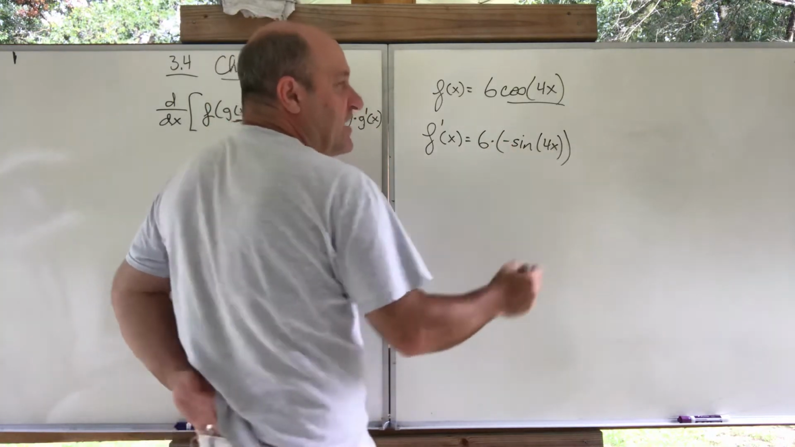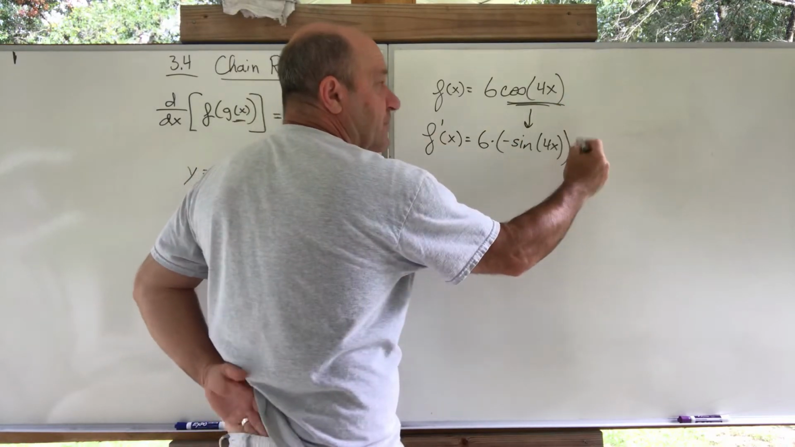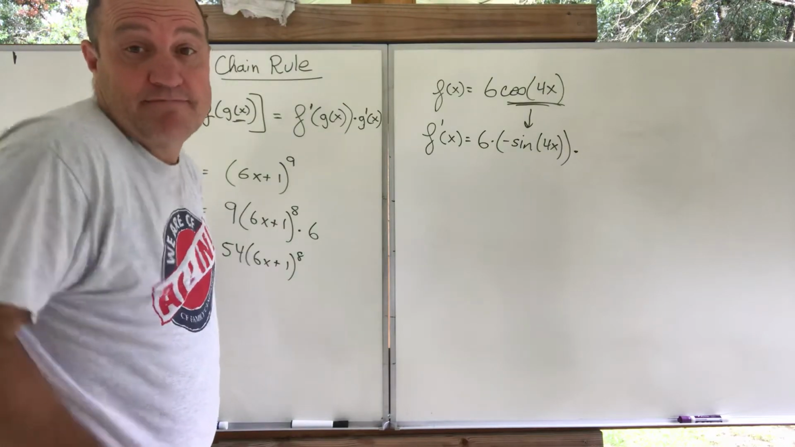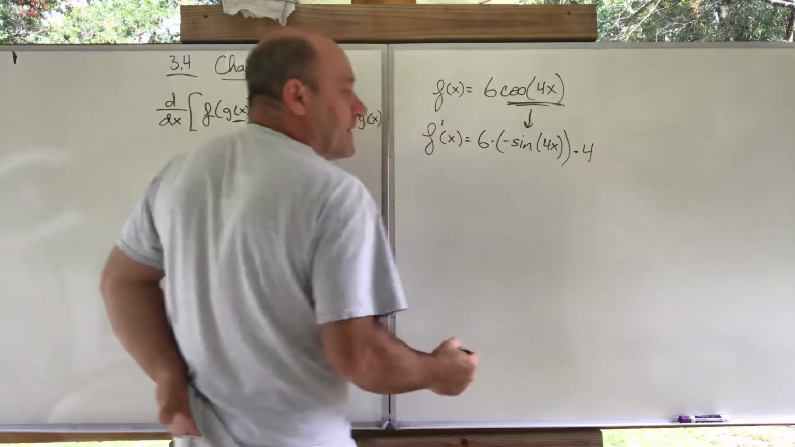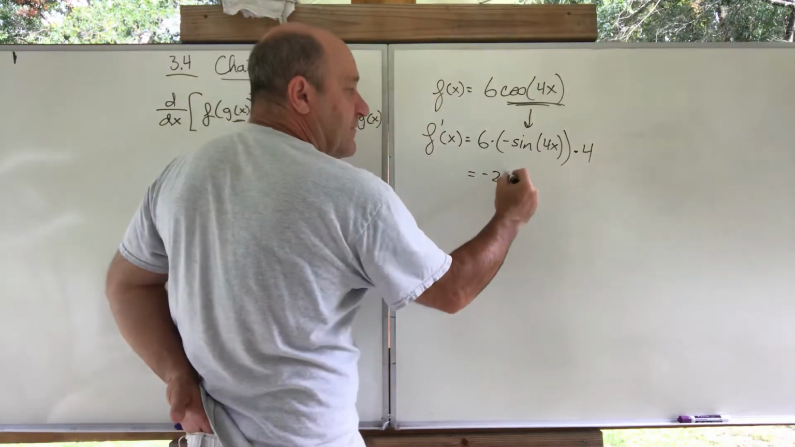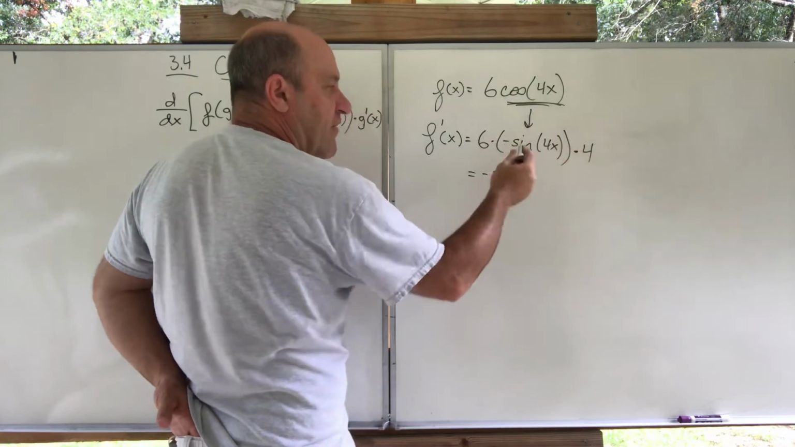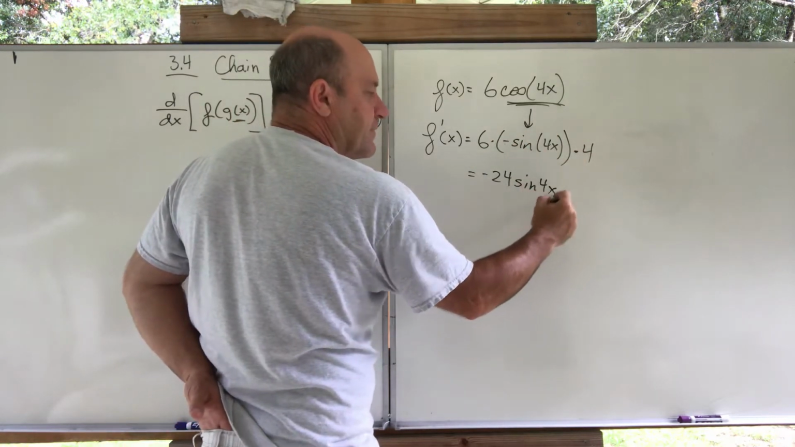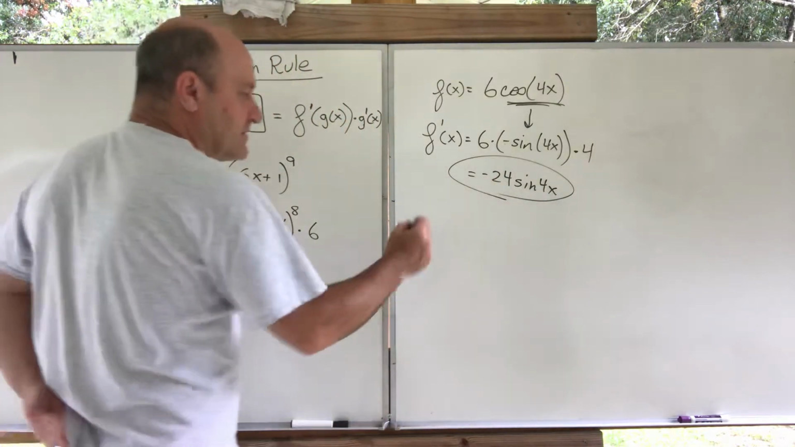But to finish the chain rule, we did the derivative of cosine is negative sine. I have to do the little derivative of the little 4x. What's the derivative of a little 4x? 4. Chain rule spits out a 4. And so the answer is negative 24. I put the negative and the 4 and the 6, multiply all that out front. Negative 24 sine 4x. That's the derivative. Let's do another example.